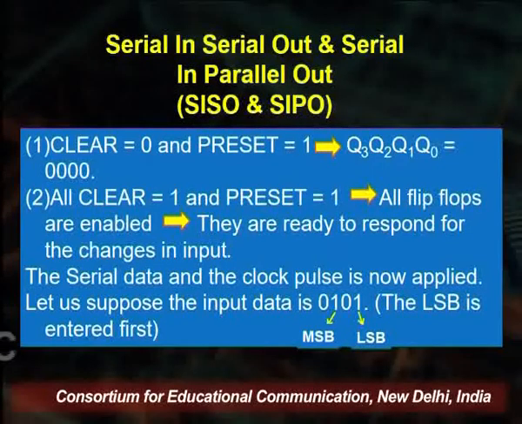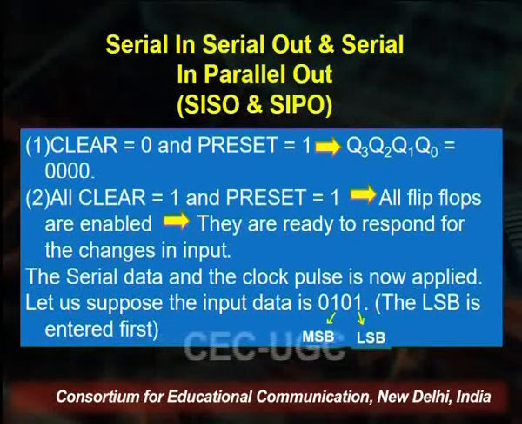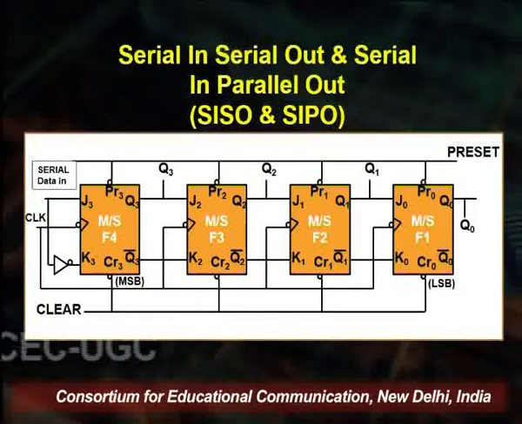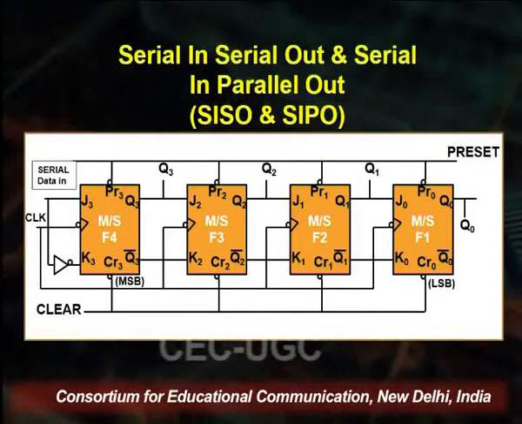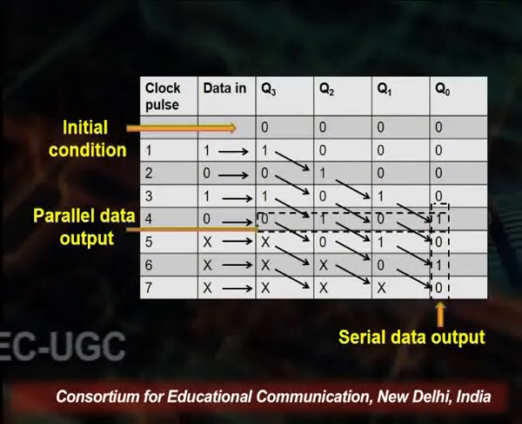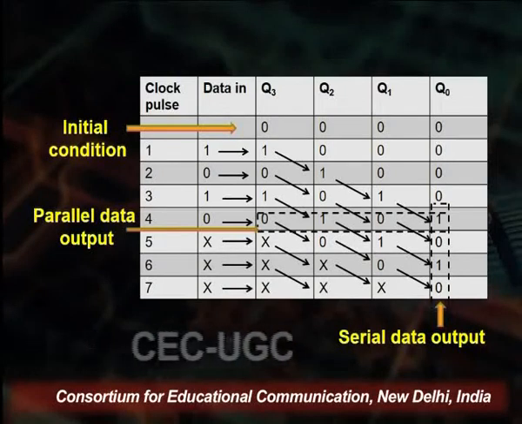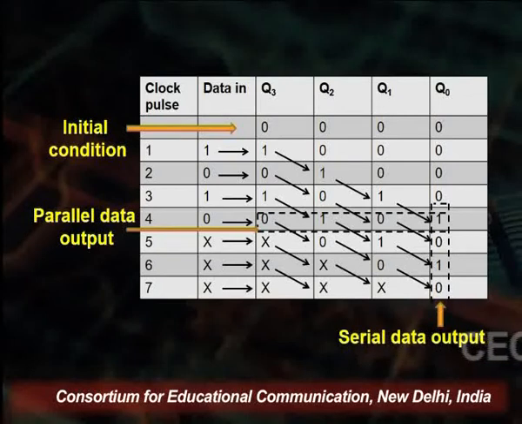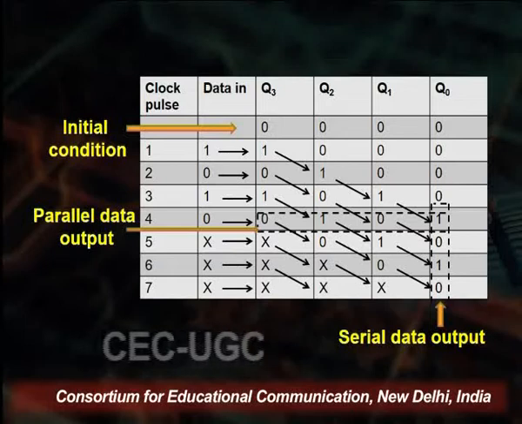So the serial data in this case we consider to be 0101, that is, the LSB here is 1. From the configuration here, we always enter the LSB first, and then we move towards the MSB. So what happens is we need the clock to change state from 1 to 0. Only then would the data shift.